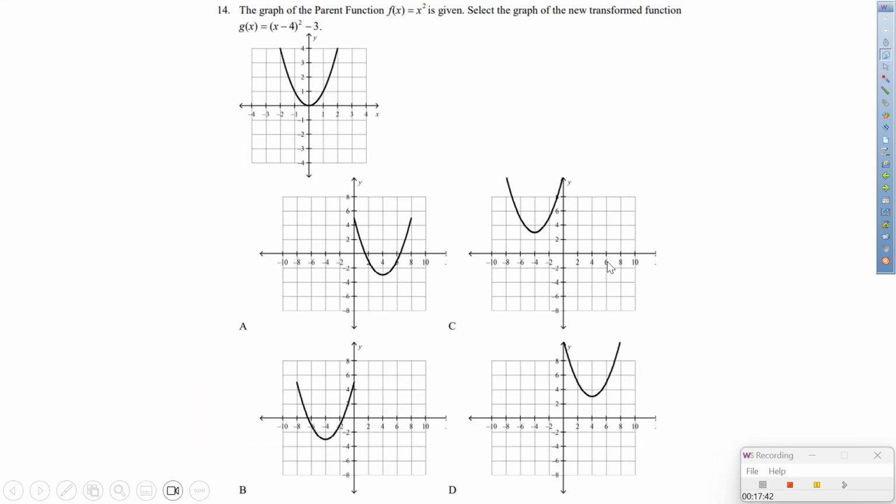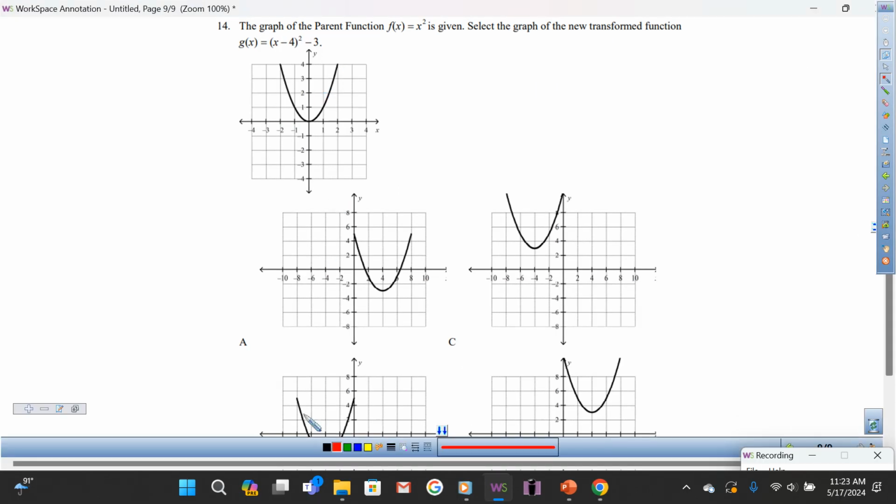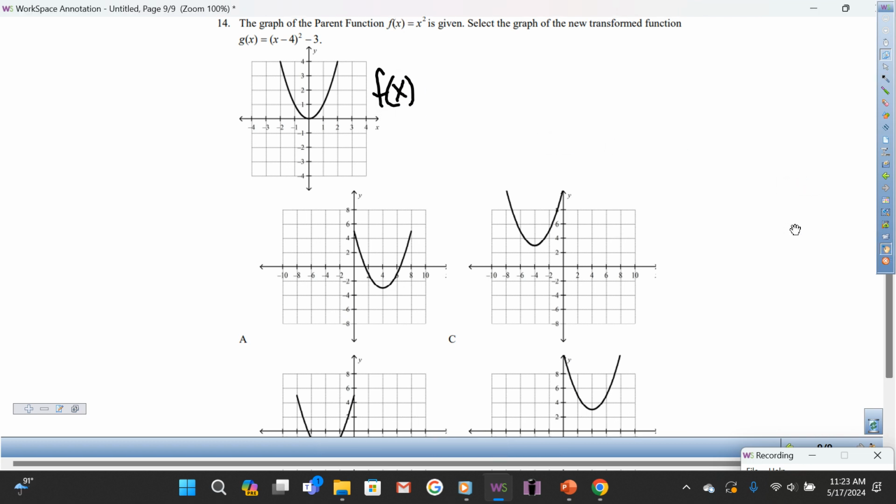Number 14, the graph of the parent function f of x equals x squared is given. So our parent function is right here. Let me label that. Make sure you label it as well. This is our f of x. There it is.